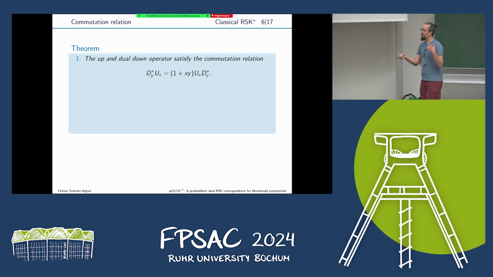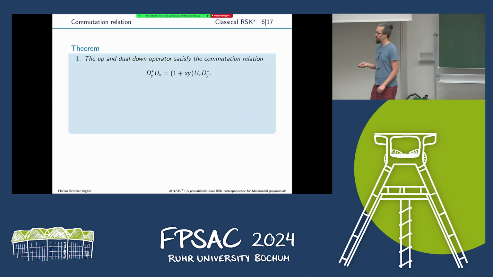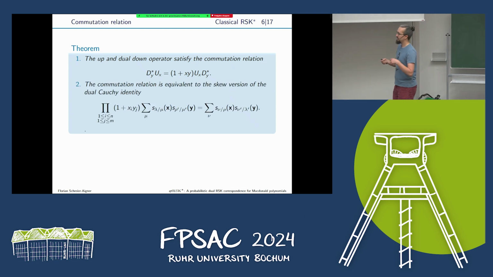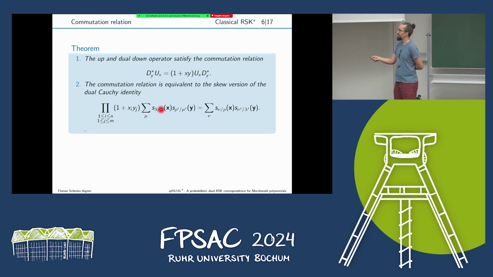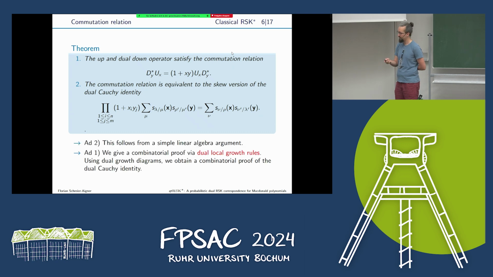Okay, so why are these operators really useful? First of all, we have this commutation relation, which is, I would say, quite well known. And something which I feel is slightly less well known is that this commutation relation is actually equivalent to this Q version of the dual Cauchy identity. And this is not only true for Schur polynomials. Whenever you have these up operators and dual down, or in the classical case, up and just down, they're equivalent to some Cauchy identity.